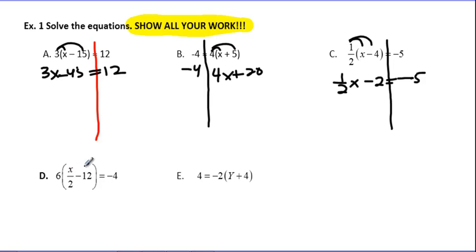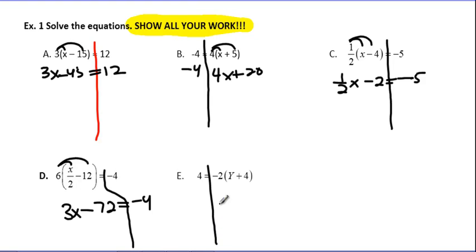On the bottom, this ugly looking thing, still distribute. This ends up being 6x over 2. 6 over 2 is just 3, so that's 3x minus 72 equals negative 4. And the last one, notice this is negative, but again, that's nothing new. We've distributed with negatives before. And there we go. So that's the first step that we did in every single problem.